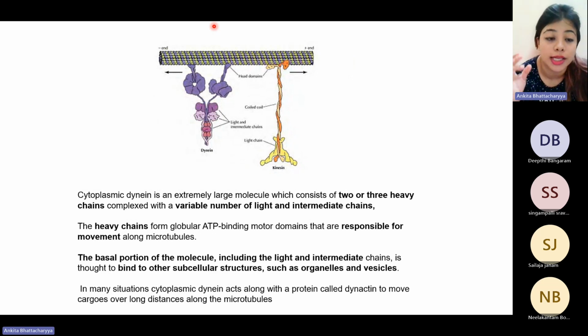In addition, cytoplasmic dynein, which you can see here, is an extremely large molecule which has 2 or 3 heavy chains and a number of light chains. The heavy chains form the ATP binding domains, which are helpful for the movement along microtubules, the head domains that we talked about. The basal portion of the molecule, which has light as well as intermediate chains, binds to other subcellular structures like organelles and vesicles, which we talked about. It also, not important for you guys, can interact with some proteins like dynactin to move over very long distances along the microtubule.